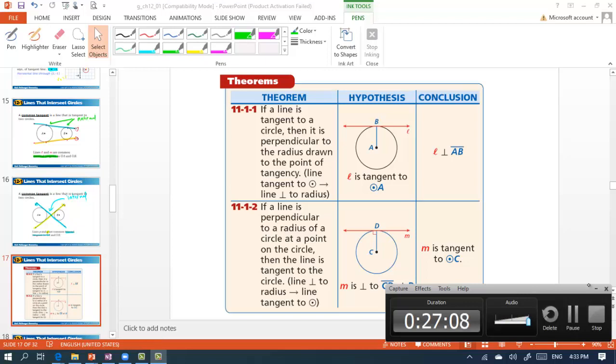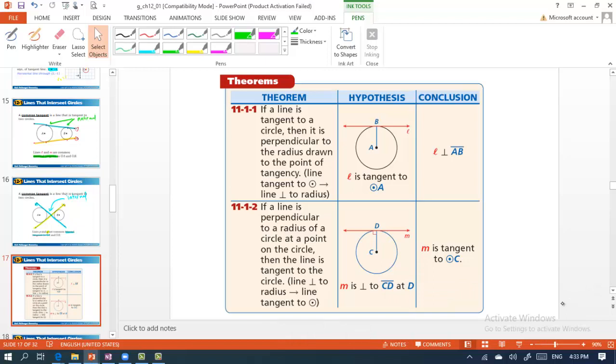Now, in this theorem, if a line is a tangent to a circle, like this red line, then it's perpendicular to the radius drawn to the point of tangency. So it means it is perpendicular, meaning it's 90 degrees. It's making 90 degrees with the radius. So this 90 degree, it is perpendicular.